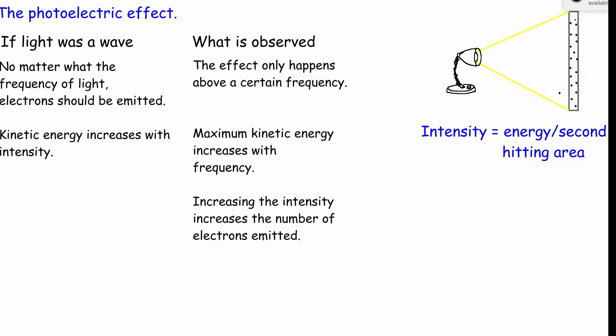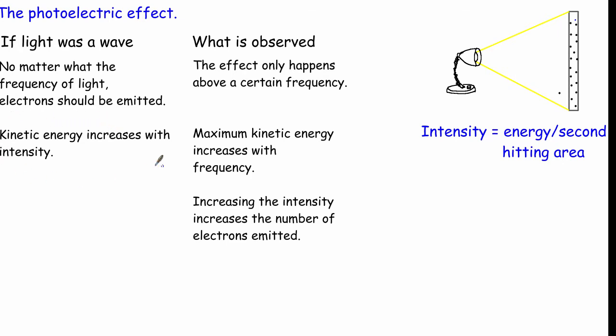So this is what they expected to happen. No matter what the frequency of the light, electrons should be emitted because we're shining energy onto this surface, and because we're shining energy onto all of this surface, all of these electrons are going to gain this energy, and so eventually they'll start to have enough energy to break their bonds and be emitted.